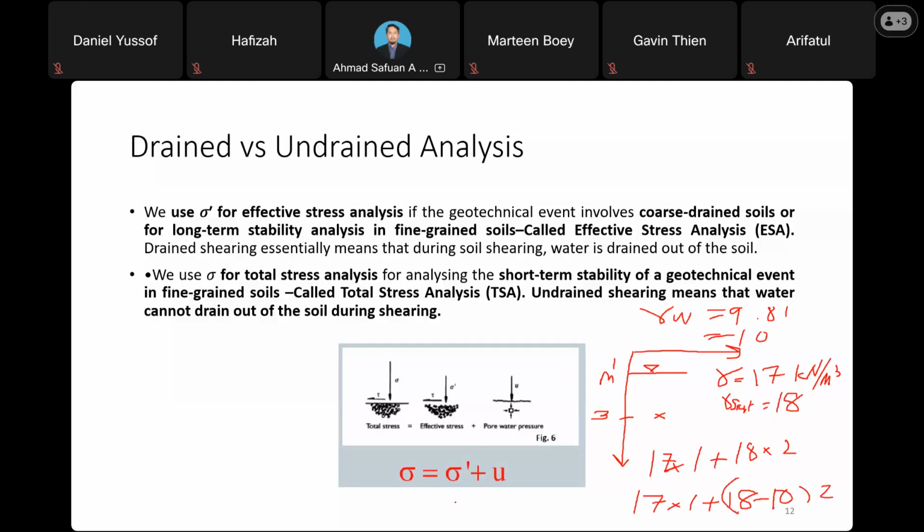The last one is the pore water pressure. The pore water pressure only counts when there is a groundwater level. For example, in this case, the pore water pressure is 10 times 2. So that is the pore water pressure value. That is how we determine the total stress, effective stress and pore water pressure.